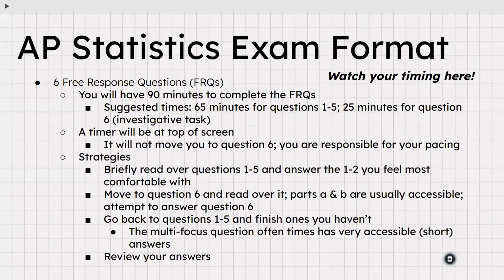Is this an observational study or is this an experiment? It might be interpret this confidence interval in context. It's those things that you've done over and over and over again. A lot of times in question six, parts A and B are very accessible. Then jump back and answer your other questions, and maybe come back and finish up question six at the end. I'll show you the ordering of the questions; it's not set in stone. College Board does reorder them from time to time.